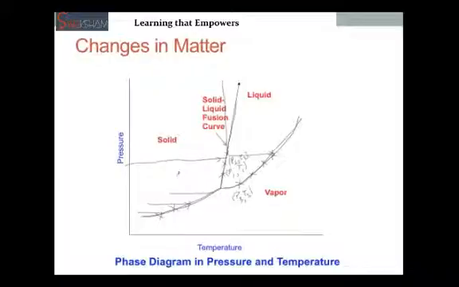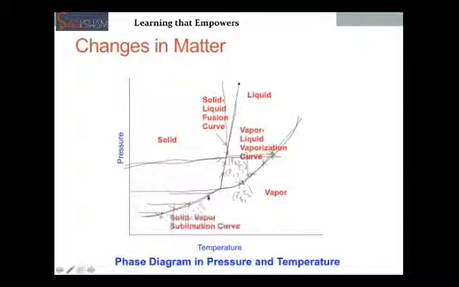Another thing that this graph tells us is the condition under which ice will transform into water or ice will transform into vapor. So for example, I would know from this graph that at this pressure, ice will not sublimate. I can know from this graph that only at pressures below this point, ice will sublimate. So this is the vapor-liquid vaporization curve, and this is the solid-vapor sublimation curve. This point here is the triple point. This is the only point on this graph where solid, liquid, and vapor coexist. There is no other point.